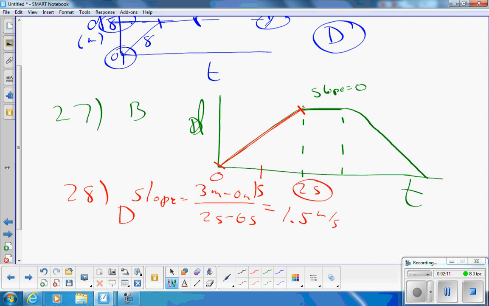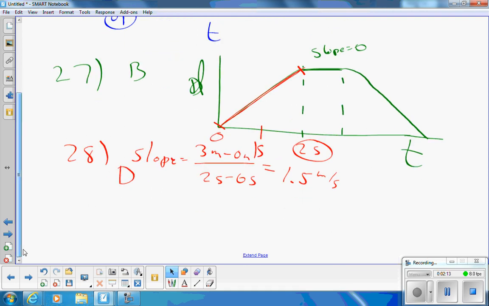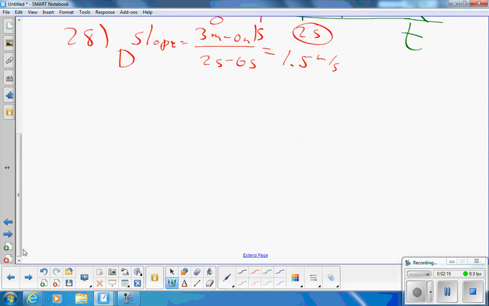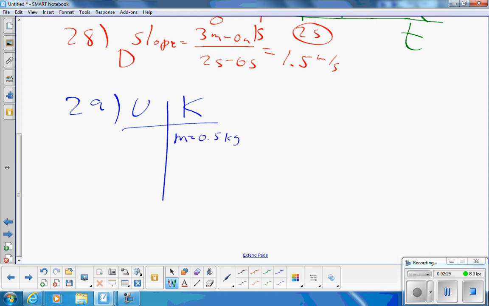Finally, that's it for that graph. 29 stands on its own, and therefore it must be blue. 29 says, half kilogram object, okay, I smell some centripetal force coming up. 0.5 kilogram mass, horizontal circular path radius of 0.25 meters, and a speed of 4.0 meters per second, and they're asking me for this centripetal acceleration. Tricky, tricky, tricky.